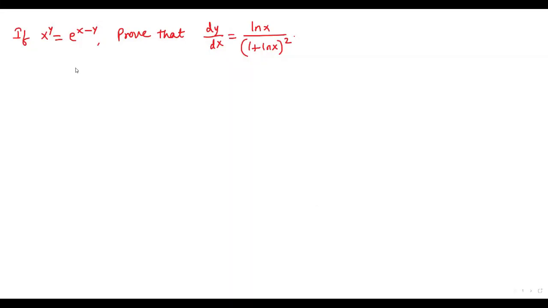Here we have a problem on derivative. Okay, let's go to the question. If x to the y-th power equals e to the power of x minus y, prove that dy over dx equals ln x over (1 + ln x) whole squared.